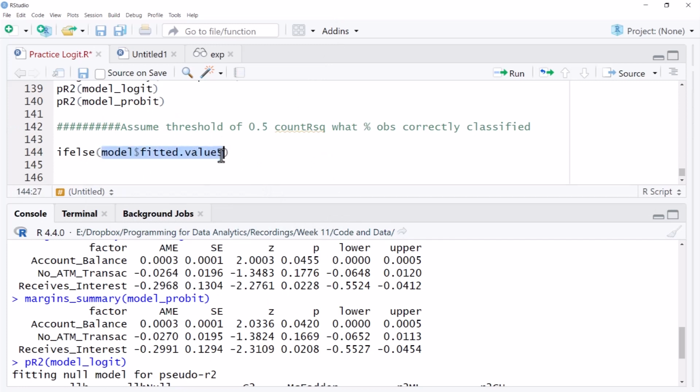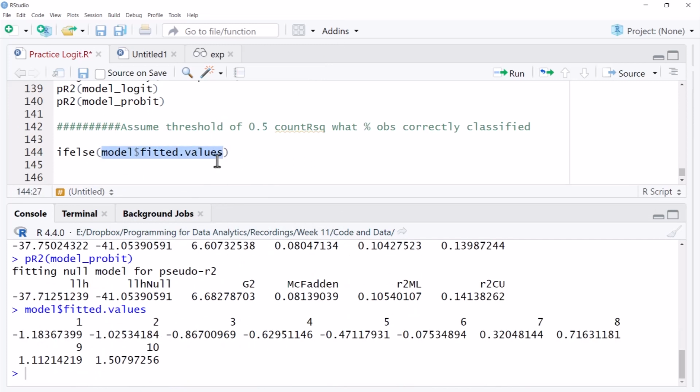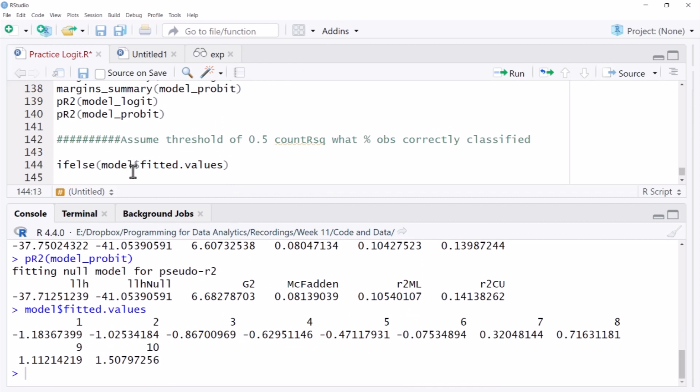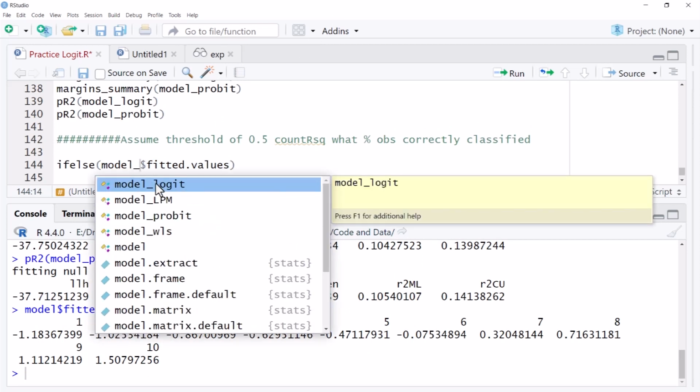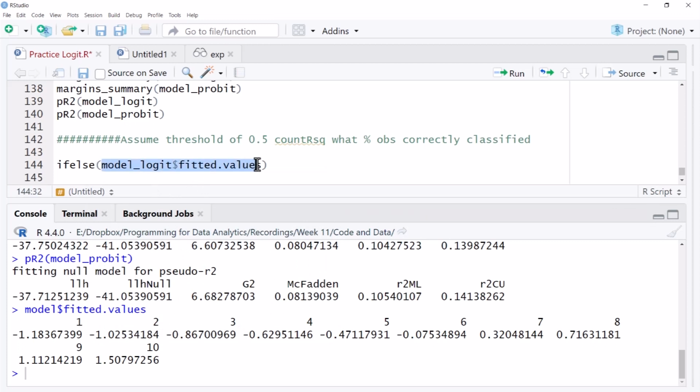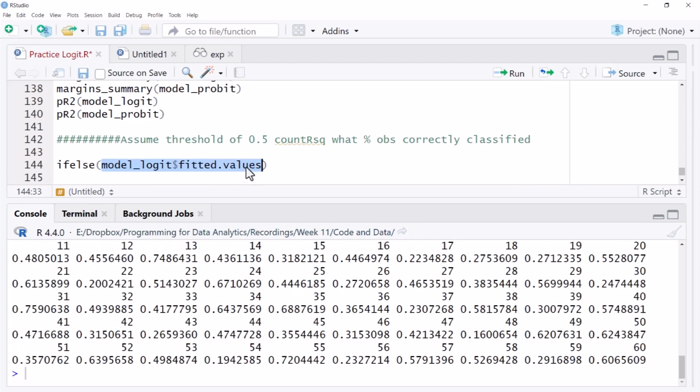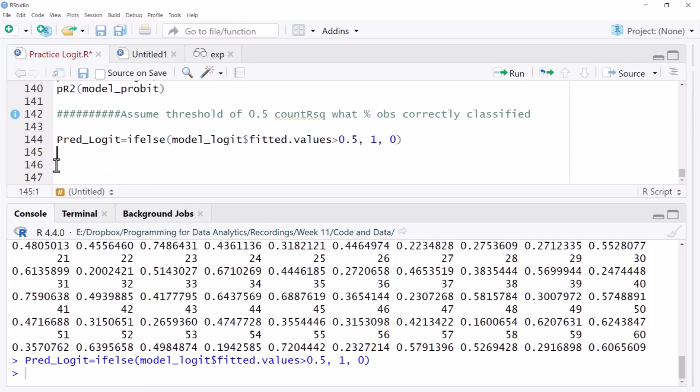Now, please recall these are fitted probabilities, so they will lie between 0 and 1. So let's start with the logit values. Let's classify those greater than 0.5 as 1, others as 0. So let's call it predicted by logit. So these are predicted values from logit. Similarly, we'll use the predicted values from probit, model underscore probit.